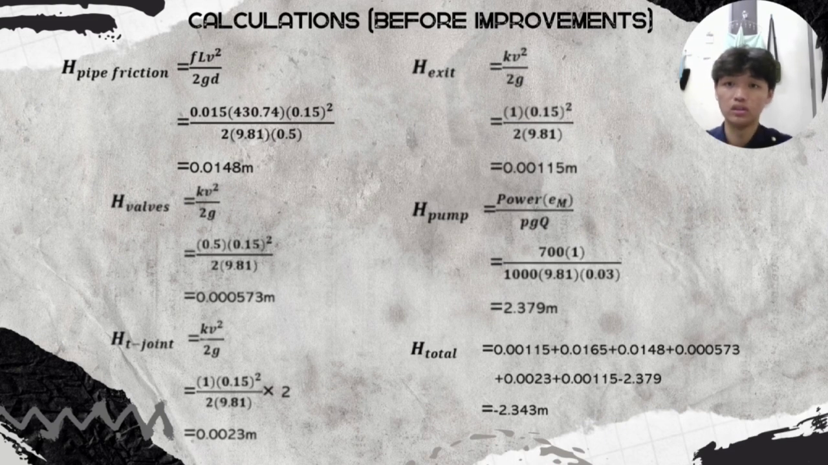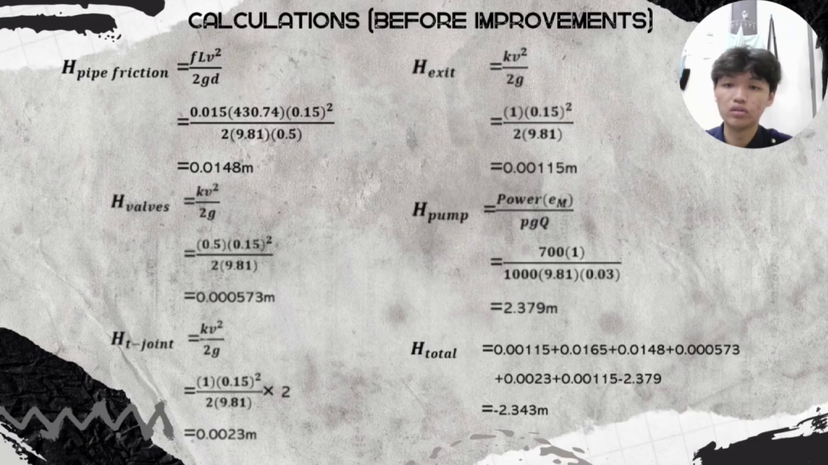H pipe friction equal to friction factor times length times velocity squared divide 2 gravity times diameter. So 0.015 times 430.74 times 0.15 squared divide 2 times 9.81 times 0.5. So equal to 0.0148 meter. H watts equal to kV squared over 2g. K value for watts is 0.5 times 0.15 squared divide 2 times 9.81. So equal to 0.00573 meter.